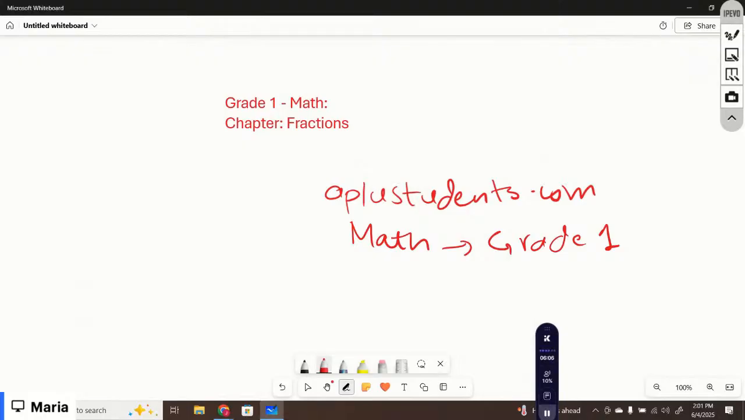So please make sure you have your notebook and pencil so that you can note important examples and definitions as well.